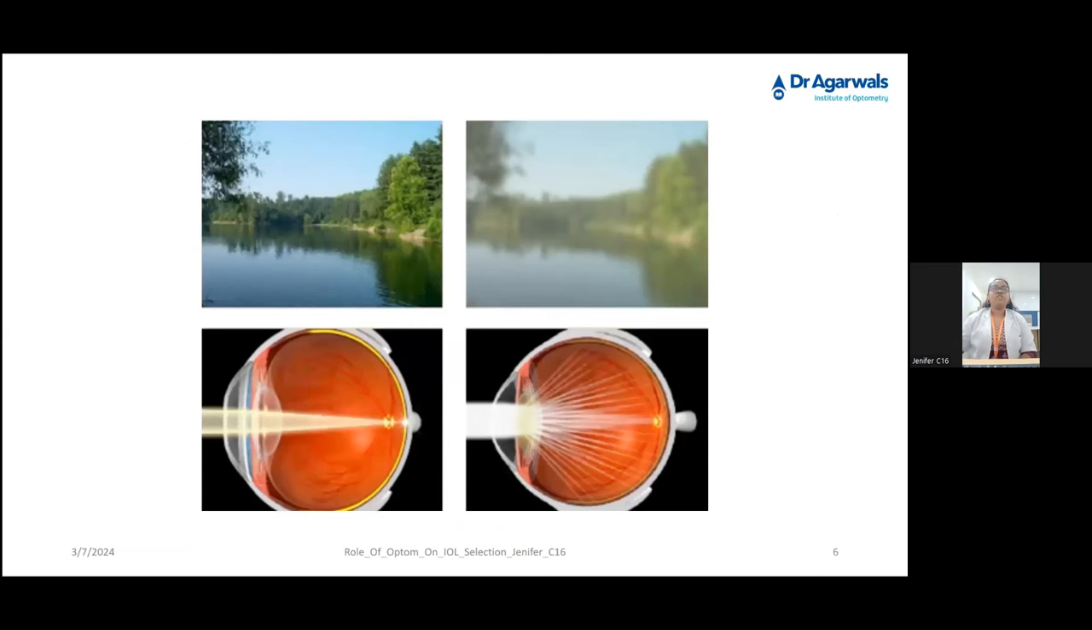This is the difference between the normal person's image and the cataract person's image. The normal person has a clear vision, but the cataract person has cloudiness in front of the eye when seeing an object.